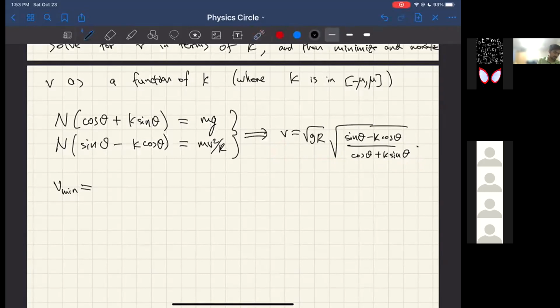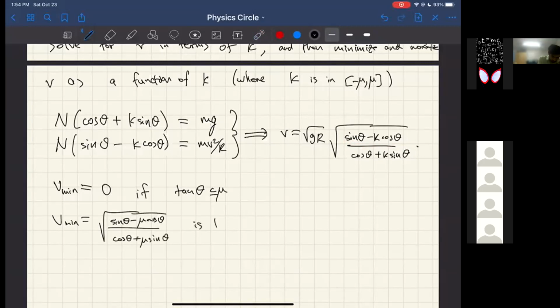Okay, so let me just say v min equals 0 if tan theta is less than or equal to mu, because then you can just take k equals tan theta and make this 0, and v min equals something else otherwise, because it's best to just take k equals mu, because the numerator decreases and the denominator increases when I make k bigger. So the minimum is just when k is as big as possible.